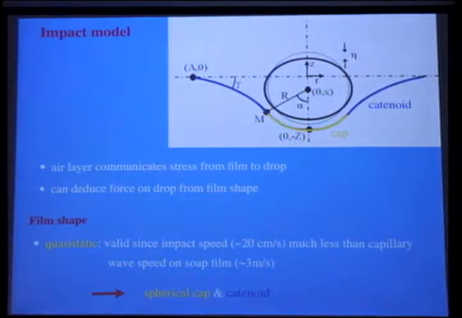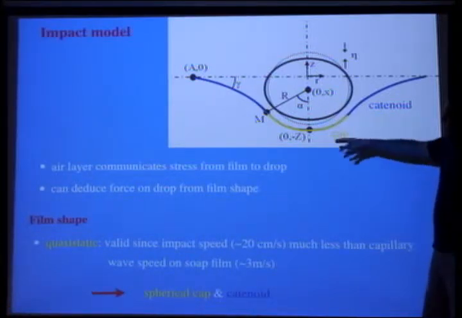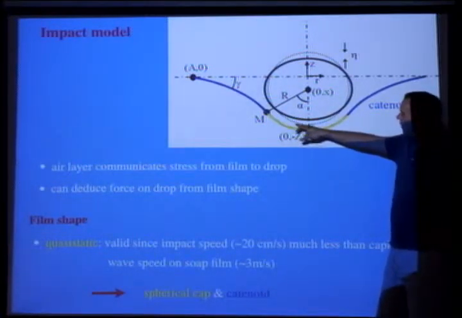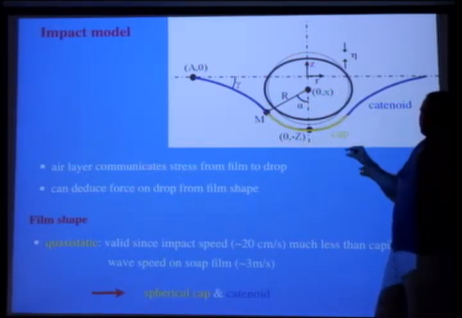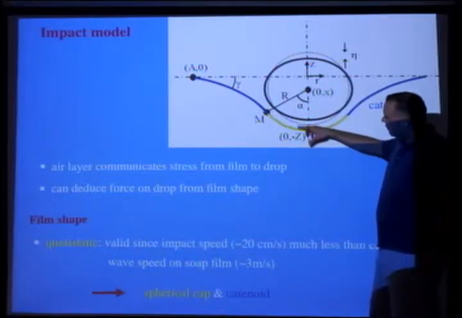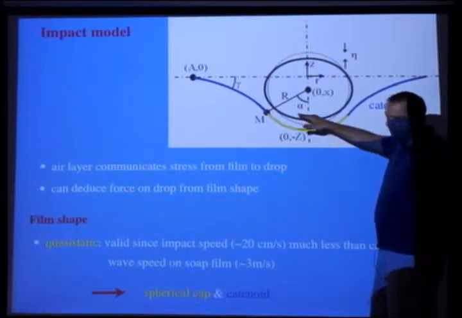Okay, and so the model is quite simple. And you guys are all capable of doing this. We say basically, in the impact, we have this air layer between the drop and the film, and this communicates stress between the two, right? So it's a lubrication layer. Because it's so thin, there can be no gradients in pressure across the thin layer. So basically, its role is simply to communicate stresses from here to here, from here to here, right?